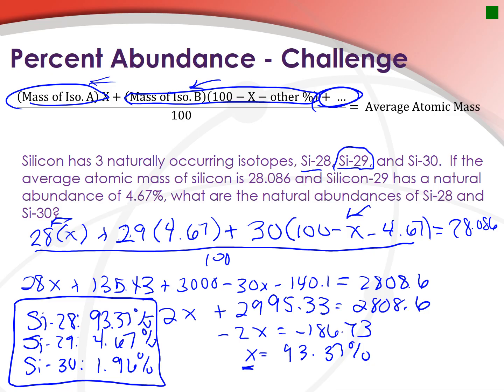A way to check this then is you use that average atomic mass formula where you take the percent times the abundance, divide by 100. So I could take 28 times 93.37 plus 29 times 4.67 plus 30 times 1.96. Divide that by 100, and I should get my average mass of 28.086. If you do not get that, then you know somewhere either your math went wrong or you're using the wrong formula, so you need to redo it.